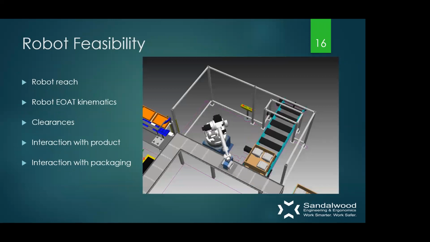I won't spend a lot of time on this because we're more focused today on manual processes and workstations, but we do some work with robotics in Process Simulate. So we can set up the robot in the software, set up the kinematics on the end of arm tooling, and then take a look at things like the robot's reach, its interaction with the product, interaction with the packaging. Can it perform the tasks that it needs to do?